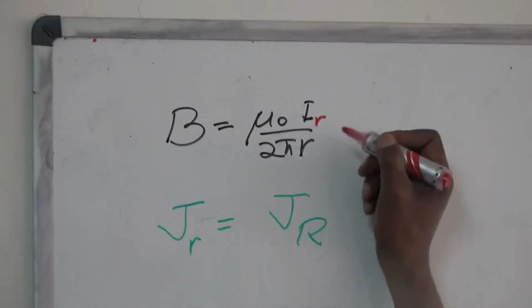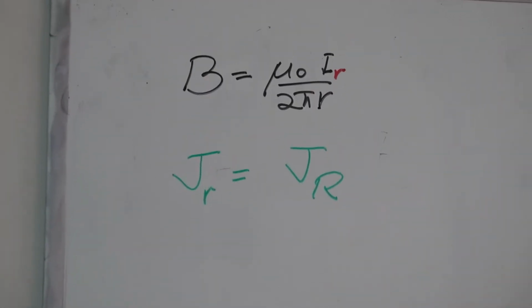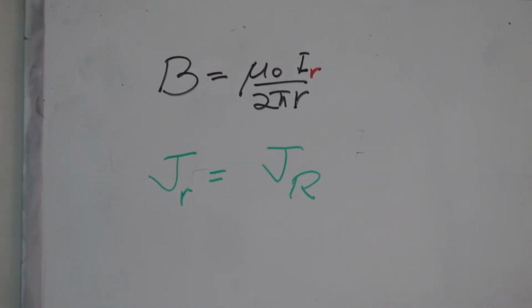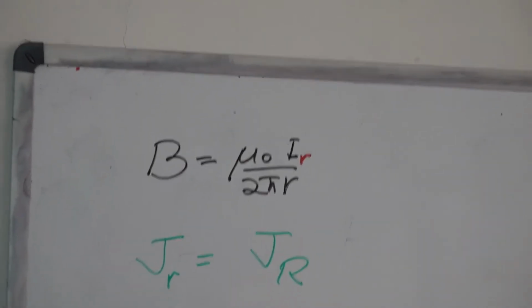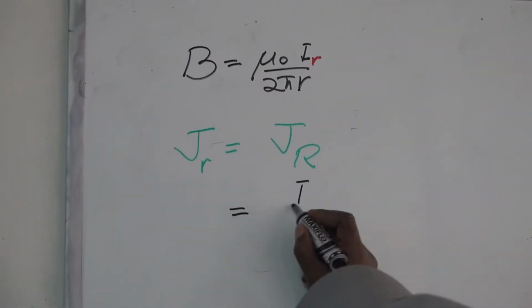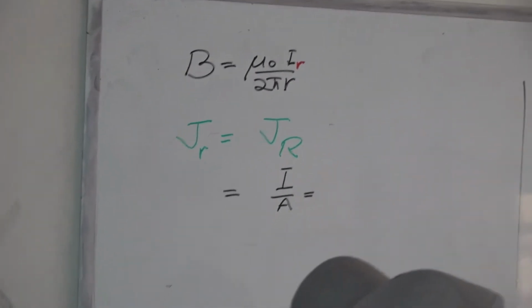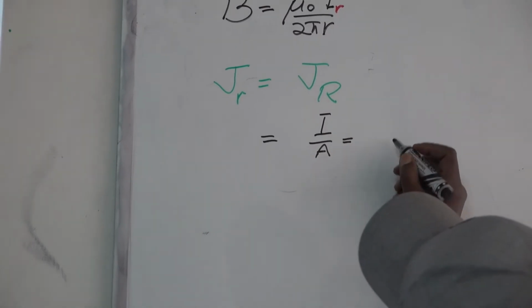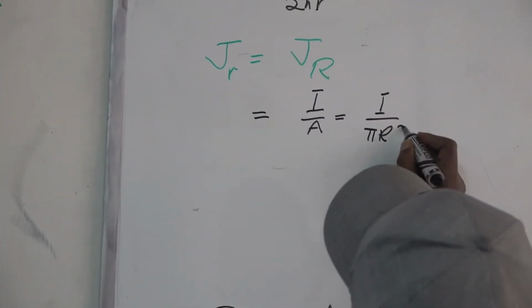So write down I_r. What does I_r mean? The current within the radius of small letter r. So at any distance, how much is that? We carry on with this thing here. J_r means current divided by area. And inside the circle, cross-sectional area, as you know, is pi r squared. So we have I over pi r squared.